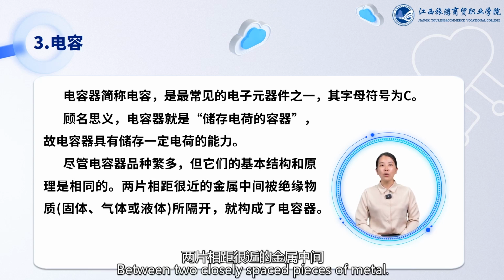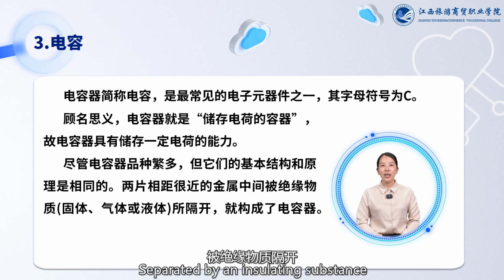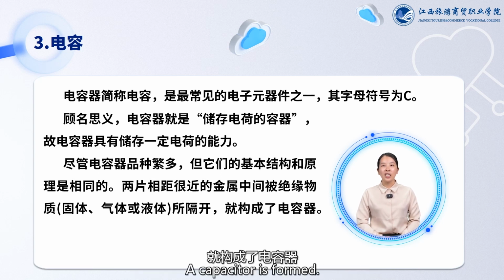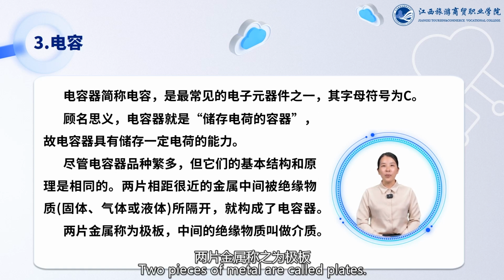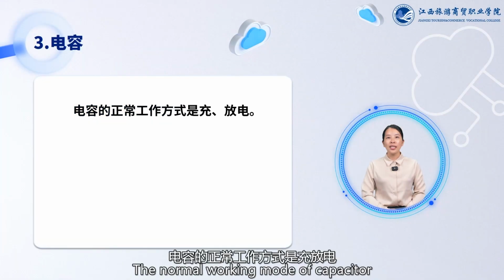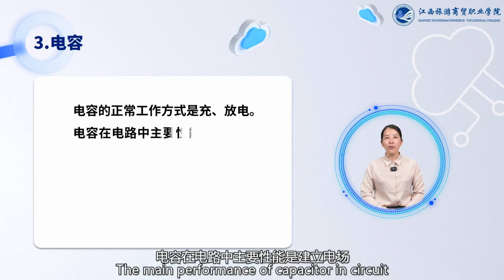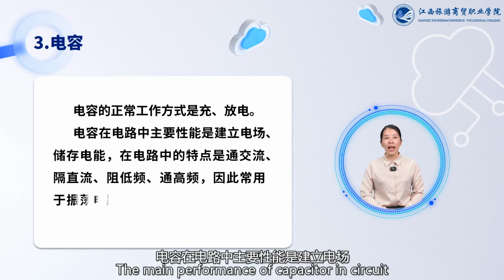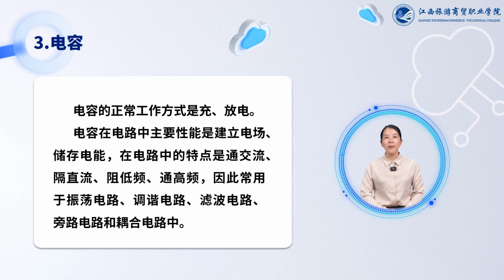Between two closely spaced pieces of metal separated by an insulating substance, a capacitor is formed. Two pieces of metal are called plates. The insulating substance in the middle is called dielectric. The normal working mode of a capacitor is charging and discharging. The main performance of a capacitor in a circuit is to establish an electric field and store electric energy.